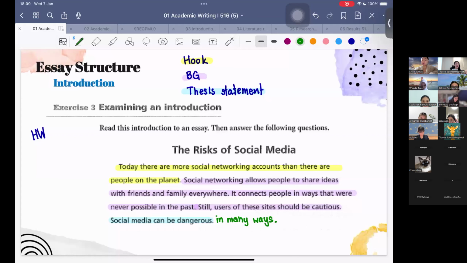Because in this case, social media can be dangerous in many ways, so it can be dangerous to the whole population. But if you want to make it more specific, you definitely can add some context to it, like to whom, to where, or to what. Definitely that's your choice. That's something that you can do. And when we say something like social media can be dangerous in many ways, this would be the indirect.